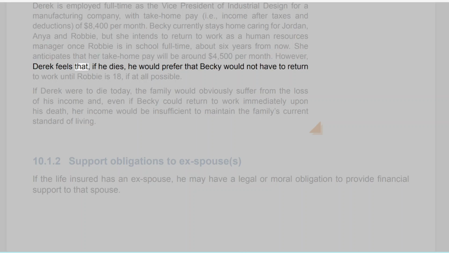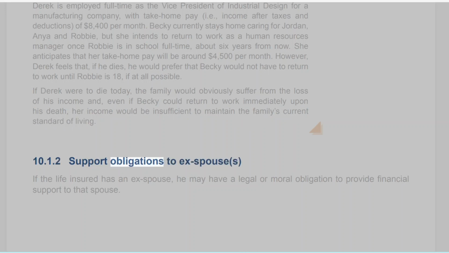However, Derek feels that, if he dies, he would prefer that Becky would not have to return to work until Robbie is 18, if at all possible. If Derek were to die today, the family would obviously suffer from the loss of his income, and, even if Becky could return to work immediately upon his death, her income would be insufficient to maintain the family's current standard of living.